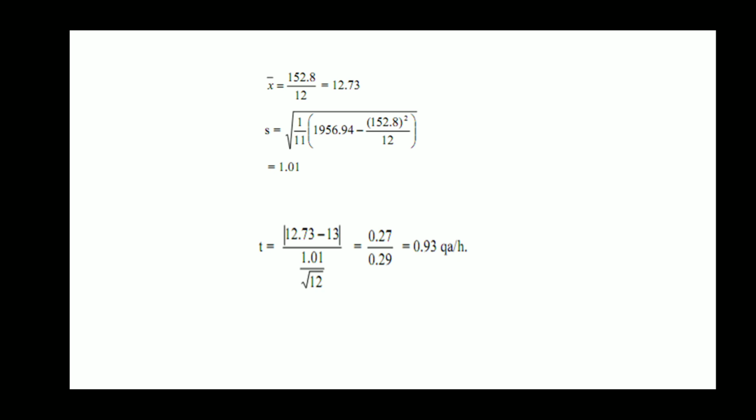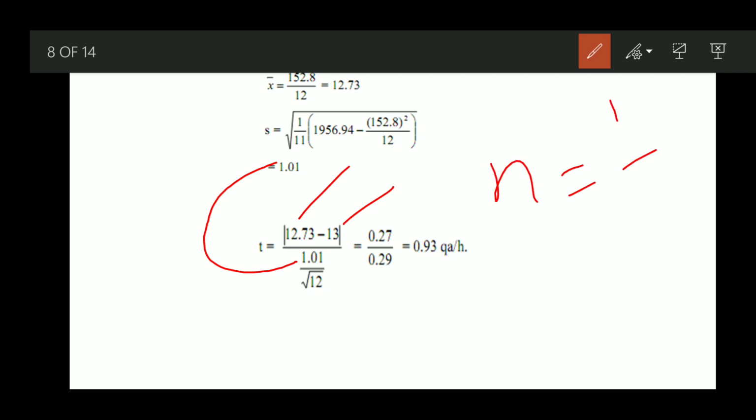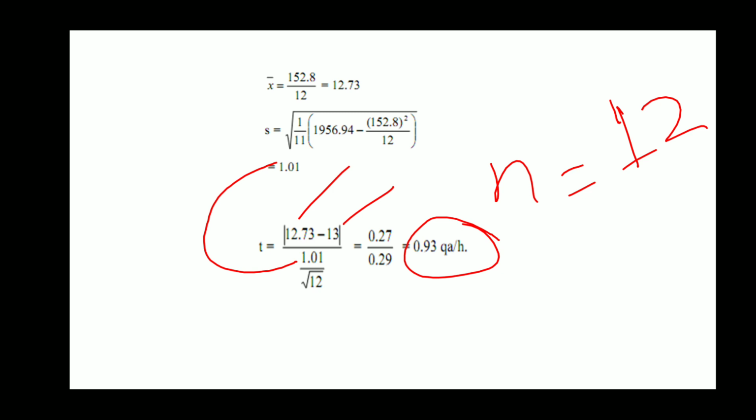So accordingly this is our t test: x bar, that is the mean, minus mu null, that is 13, divided by s divided by root n. N is equal to 12. So this is our calculated t value. Remember, calculated t value and test statistic are the same.